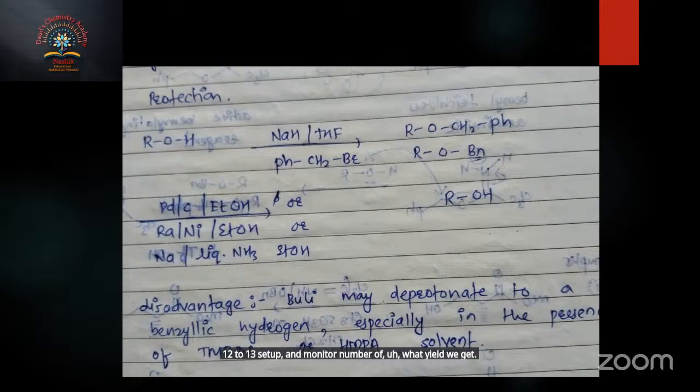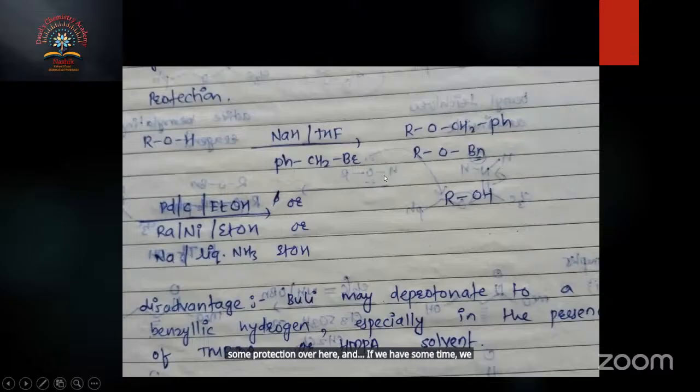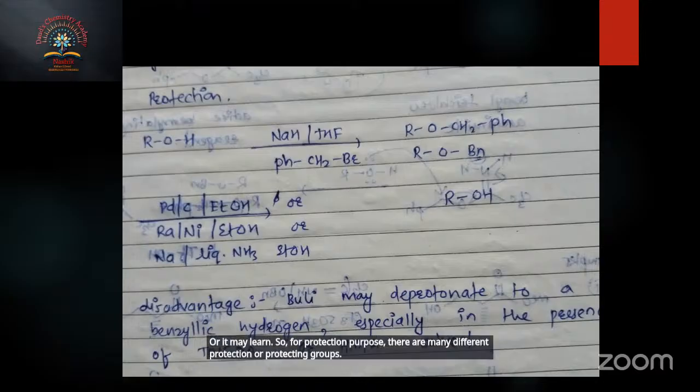what yield we get. For that purpose, we have to use many different protecting groups to protect or block the reaction conditions, like reduce selectivity; we have to operate reduce selectivity in the reaction. So we will see some protection over here, and if we have some time, we will try to see another reaction methodology, research methodology, which we may learn. For protection purposes, there are many different protecting groups we can use.